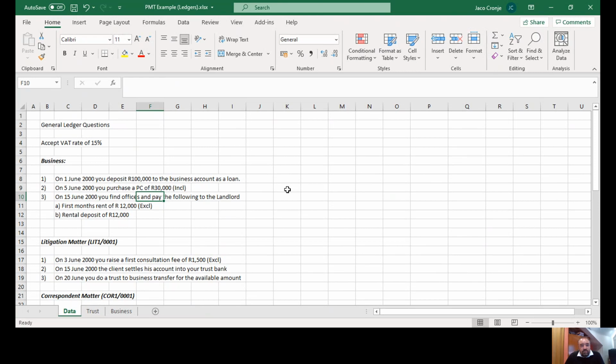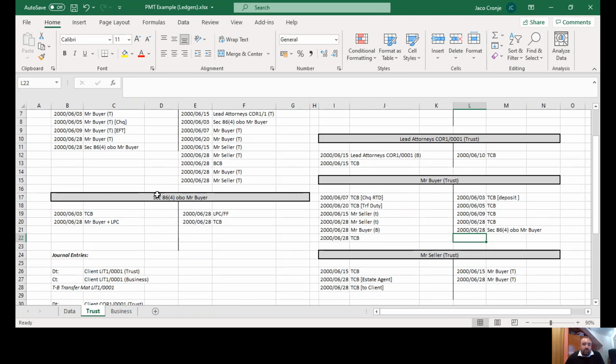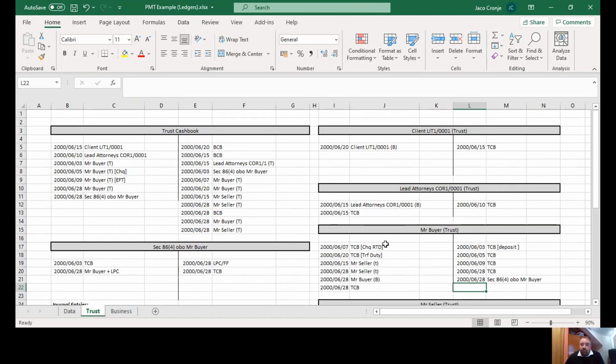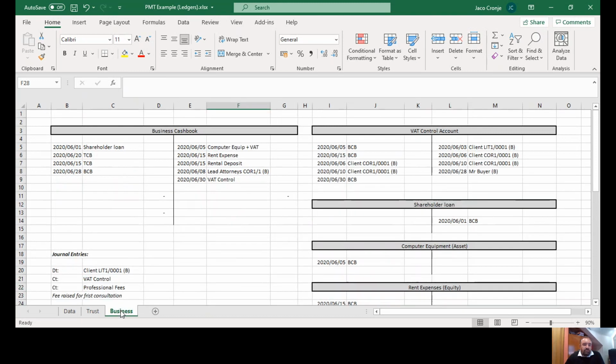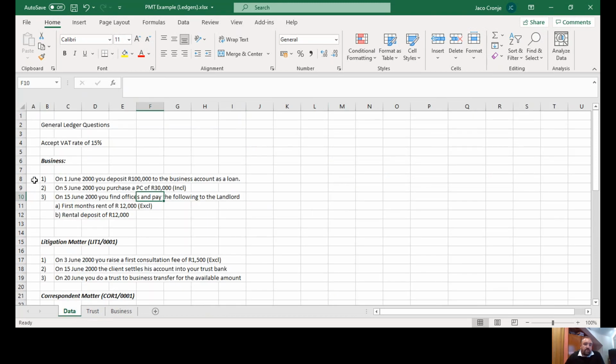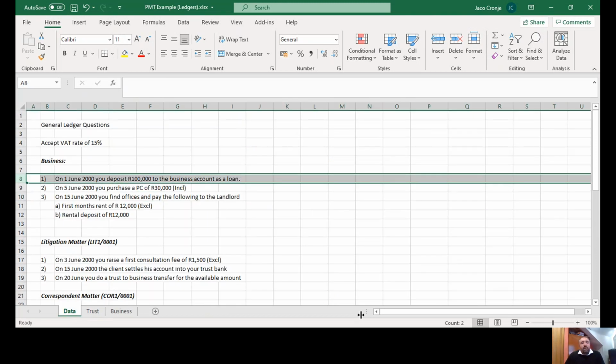So let's go through the questions that we just went through in the slideshow. My first question that I've got to ask myself is, will this relate to trust? So what I've done is I've got a data sheet down here for trust transactions. I've already added the descriptions just to make it a little easier to go through the lecture, and I've got a business set of accounts. Right, so let's look at that first line there.